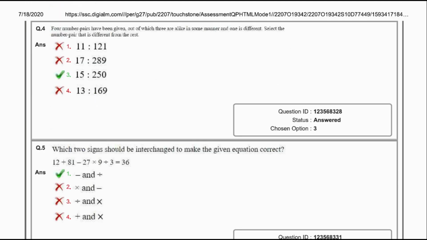Move to question 4. Four number pairs have been given, out of which three are alike in some manner and one is different. Select the number pair that is different from the rest. 11:121, 17:289, 15:250, 13:169. You can see the square of 11 is 121, of 17 is 289, and of 15 is 225. So the third option is the incorrect one, the odd one out. Move to question number 5.